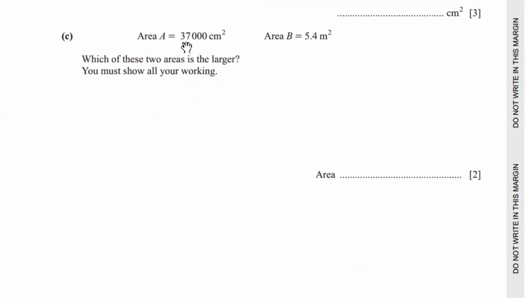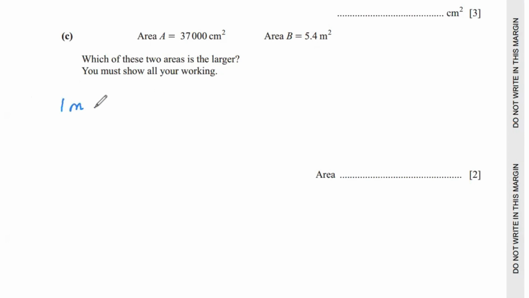Part C says area A equals 37,000 centimeters square. Area B is 5.4 meters square. Which of these two areas is the larger? You must show all your working. So to compare whether A is big or B is big, we need to first convert them to the same metric units. One is in centimeter square and the other is meter square. It's easier to go from a bigger to a smaller unit than it is from a smaller to a bigger. Like most people find it easier to go from bigger to smaller unit.